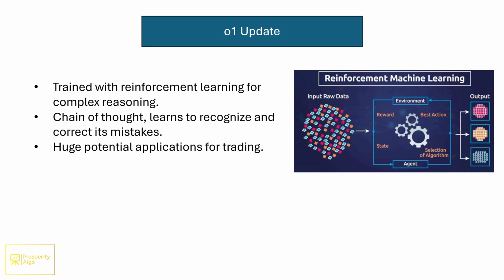The biggest change here is they've now started integrating reinforcement learning to handle complex reasoning tasks. Specifically, what OpenAI is discussing is chain of thought. So effectively, the model will almost think about the answer before it gives it to you. And what it's able to do, and this little diagram to the right explains how reinforcement learning works, is it's able to recognize and learn from its mistakes.